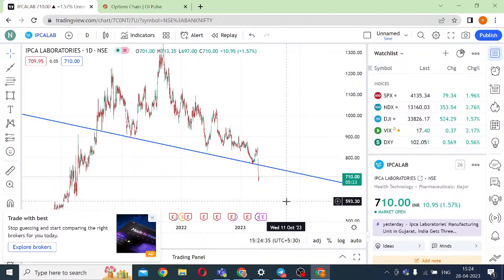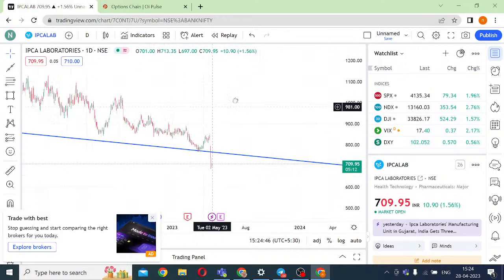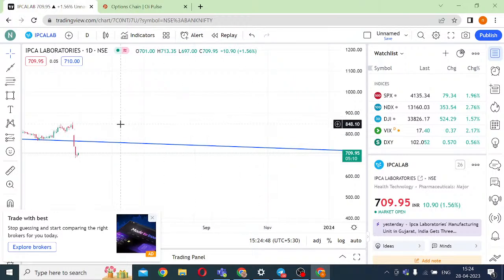But IPCA Labs is in a no trade zone. I am not looking. There is a fair value gap. It may come up till 757, but I need some bullish momentum. There is no confirmation right now. I will not look at entering long in this trade right now.